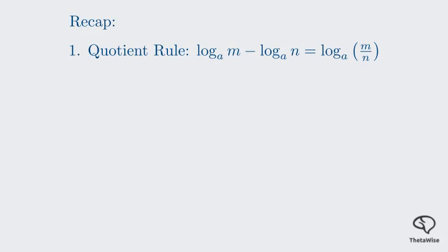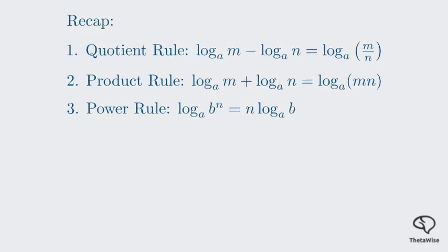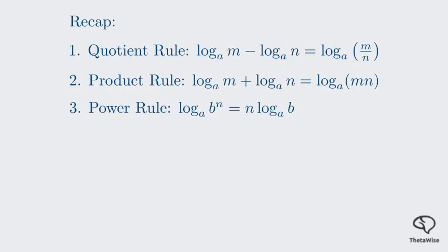Let's quickly recap what we've accomplished today. We successfully evaluated two logarithmic expressions without a calculator by applying the fundamental properties of logarithms. First, we used the quotient rule to simplify a difference of logarithms. Second, we used the product rule to simplify a sum of logarithms, and then the power rule to find the final answer. These properties are incredibly powerful tools for working with logarithms. By understanding and applying them, you can simplify complex expressions and solve problems efficiently.